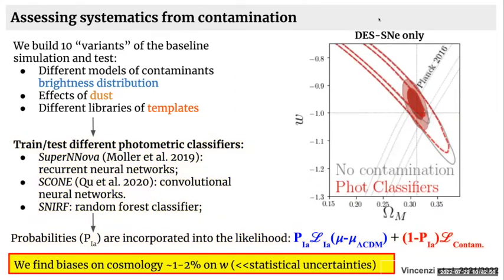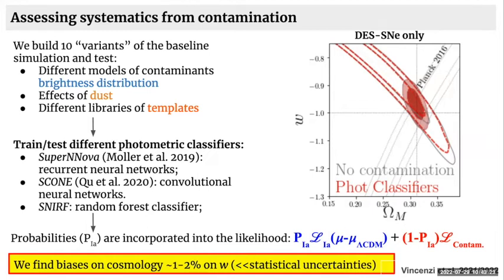And this was a very important result. It took lots of simulations, lots of validating the simulations, validating of the algorithms. And this was published in 2 papers that were accepted in 2021, 2022. And if you want to know the details of how we came to the conclusion that contamination has an effect that is subdominant compared to the statistical uncertainty that we have in DES, I invite you to go and look at those papers.